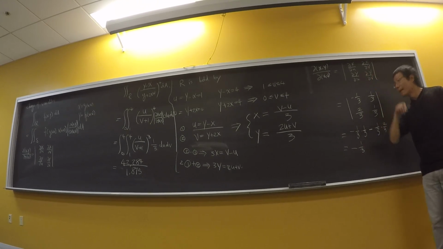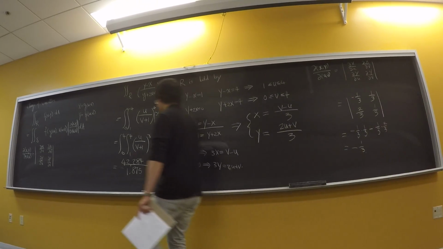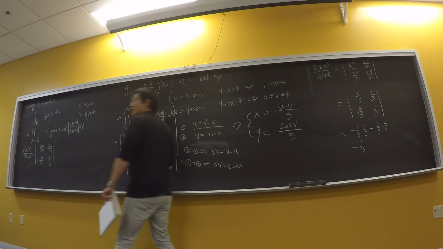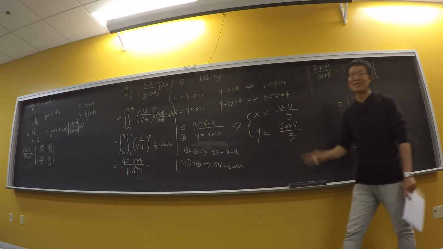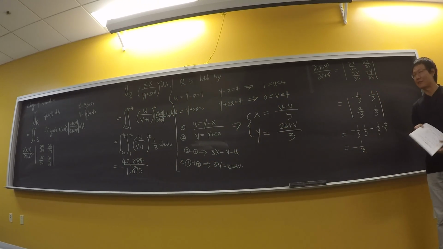Why is it cubed? Should it be 4? Oh, sorry, this is the 4. I don't change anything about the integrand functions. The only factor I have to add in is the Jacobian factor.